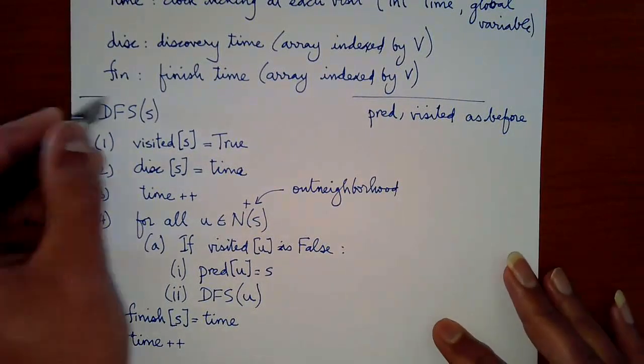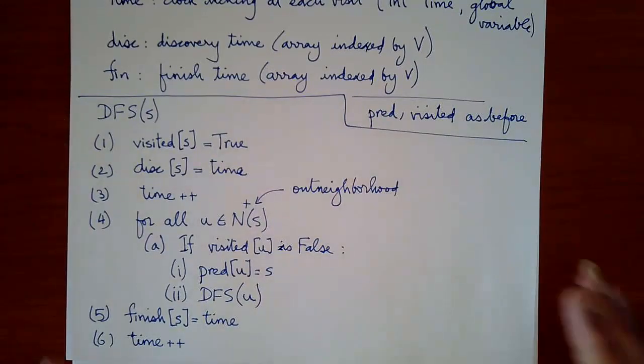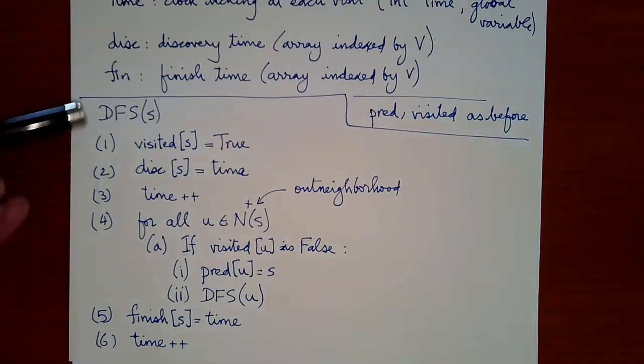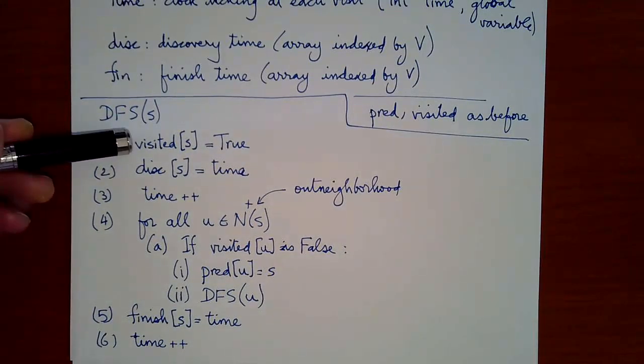This is your code for depth first search. Are there any questions about this? Does the time concept make sense? There's basically a clock ticking, and every time a recursive call is made, you store the time that vertex was visited or discovered.